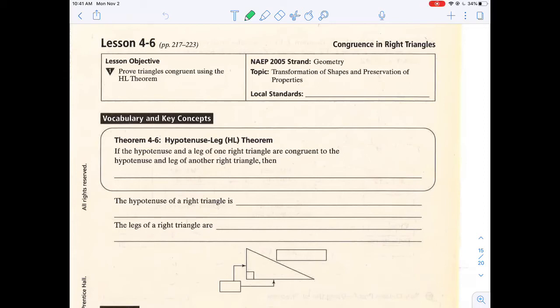Alright, lesson 4.6 is about congruence in right triangles, and our objective is to prove triangles congruent using the hypotenuse leg theorem. So first, let's start with vocabulary and key concepts and look at what the hypotenuse leg theorem says. This theorem says, if the hypotenuse and the leg of one right triangle are congruent to the hypotenuse and the leg of another right triangle, then the triangles are congruent.